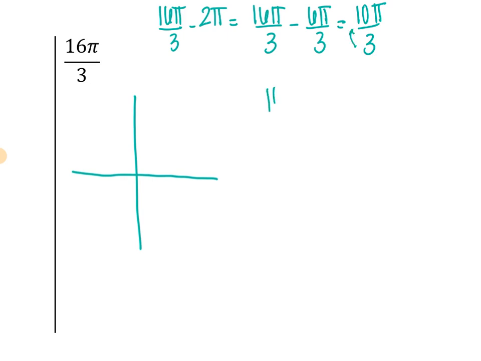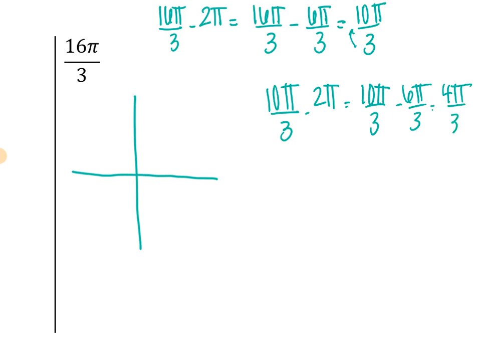So we need to take 10 pi over 3 and subtract 2 pi, or 6 pi over 3. We would then get 4 pi over 3. 4 thirds is in between 0 and 2 pi, so we're good to go there.